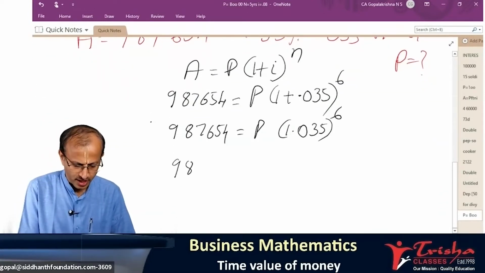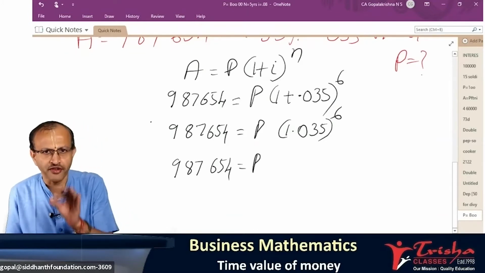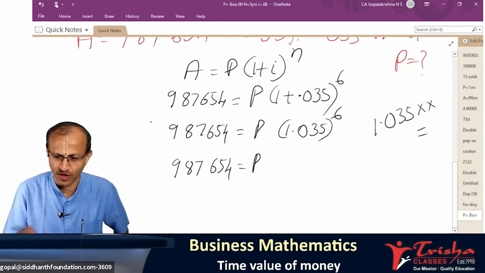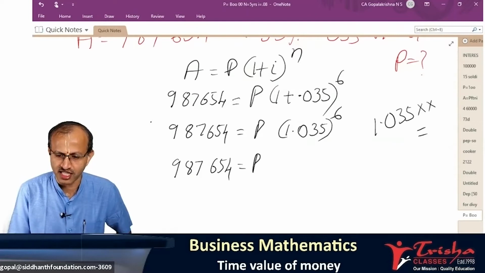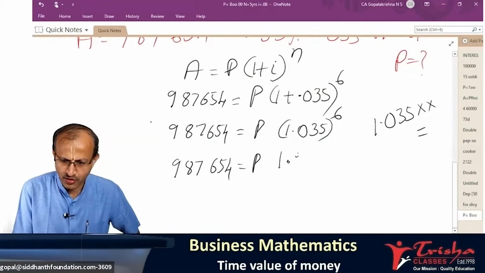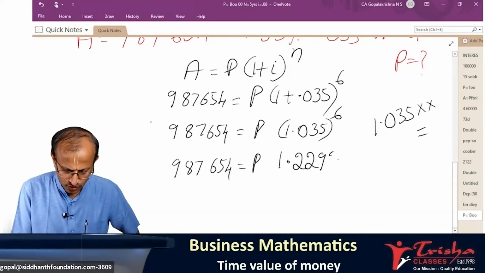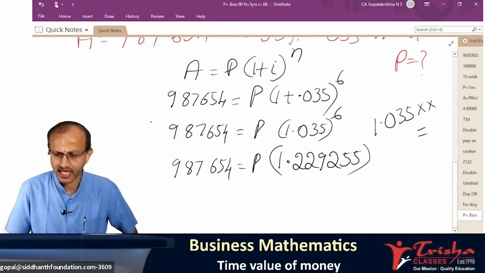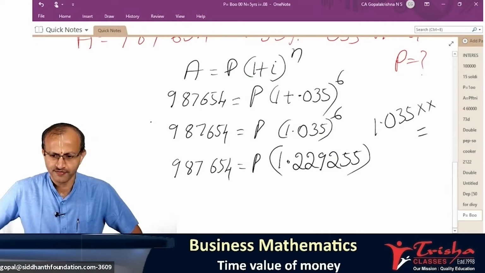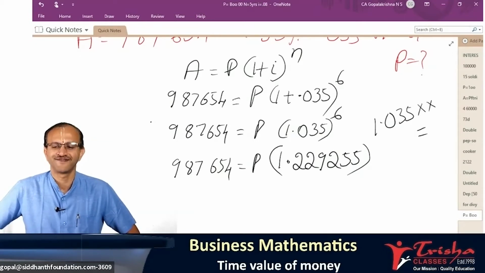Some of you should tell me: 9,87,654 equals P into 1.035 into 1.035 into equal. Please note, that is square, then cube, then 4, then 5, then 6. What is your last answer? You should not get multiple answers. You should get the same answer. Is it 1.229255? Is that correct, my dear students? 1.229255. Super. Did all of you get it?